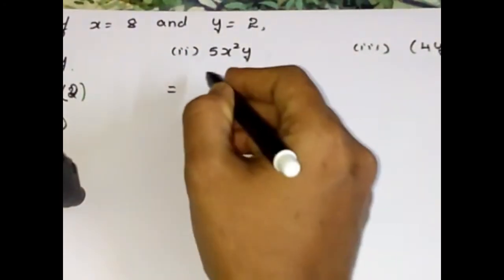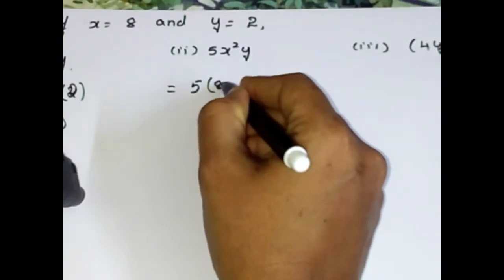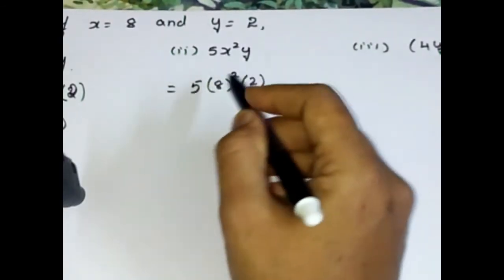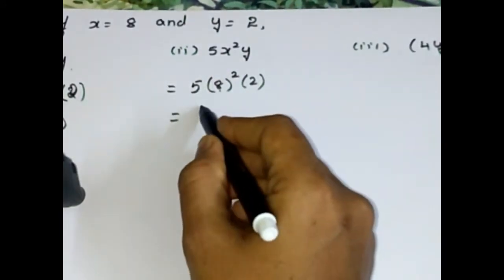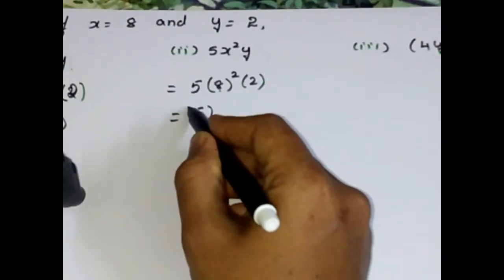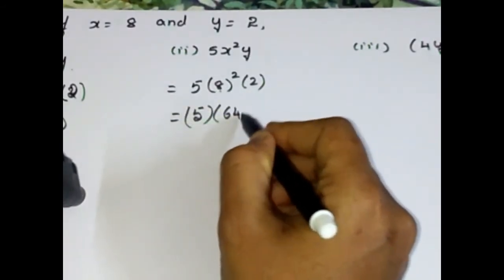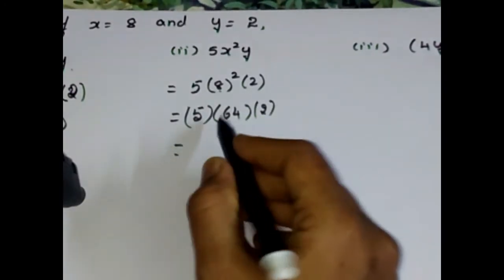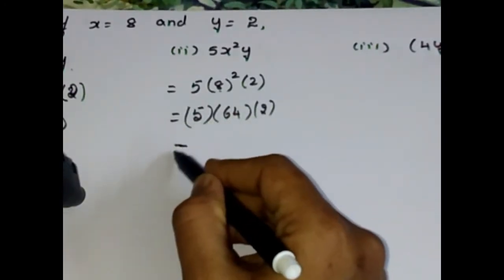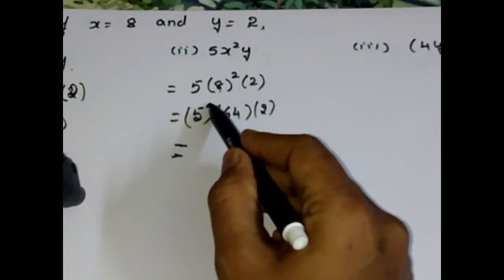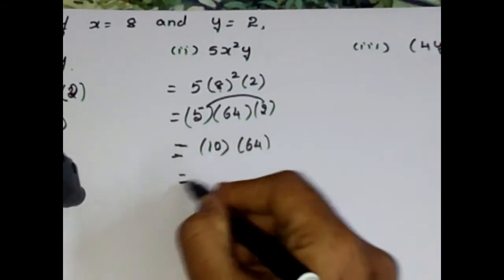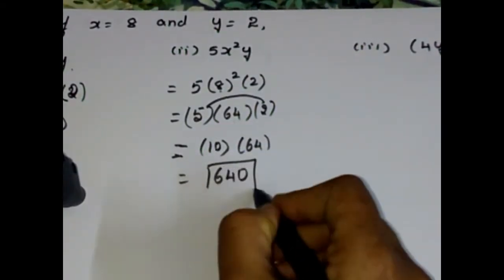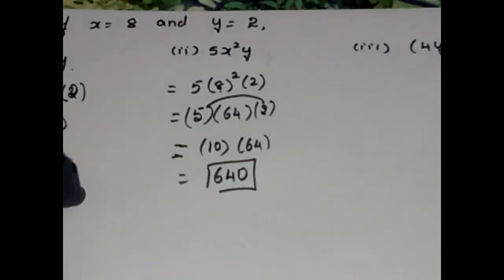Next, 5x square y. What do you mean by 5x square y? 5 into x square into y. So in the place of x we have written 8. In the place of y it is 2. So first what I need to do? Find out the value of 8 square. That is 64. Now we can multiply 5 into 64 into 2. Be a little bit smart. Observe the values children. First I will multiply 5 2s are 10 into 64. The reason behind is easy for calculation. 64 10s are 640.